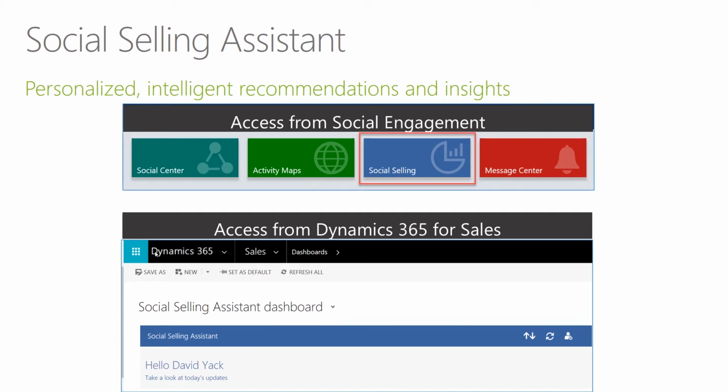Selling Assistant is designed to allow salespeople to spend a few minutes a day growing their network and gaining trust via the different social media channels. Social Selling Assistant optimizes time spent by personalizing recommendations on content that can be shared. A curator will curate those posts and make selections available that will only send relevant items to the sales team. So social selling offers you personalized, intelligent recommendations and insights. You can access this either from Social Engagement or from Dynamics 365 for Sales.